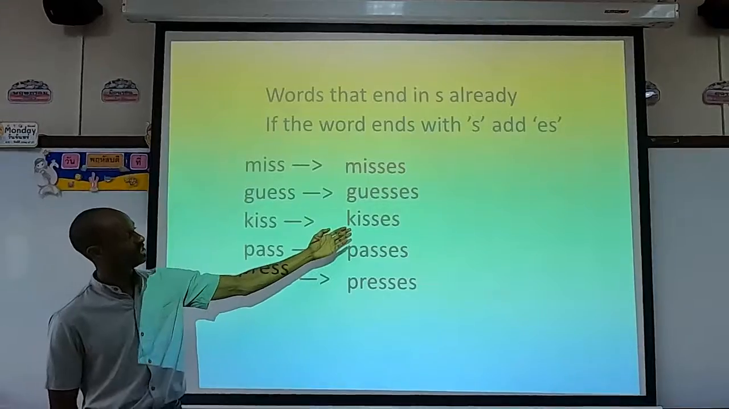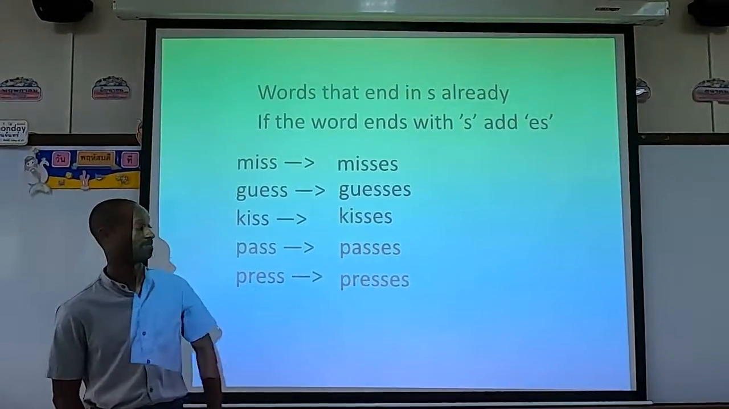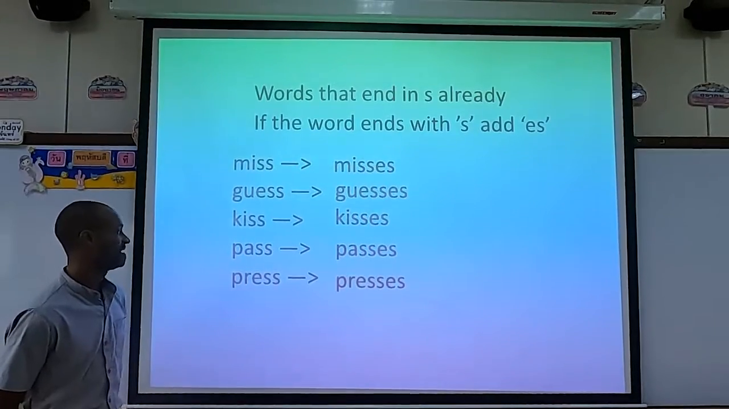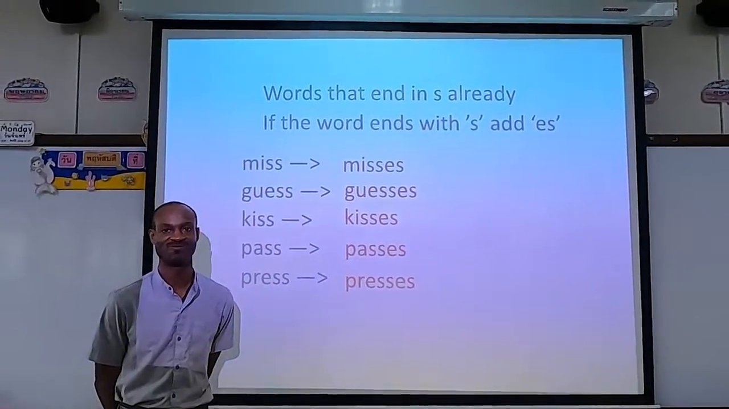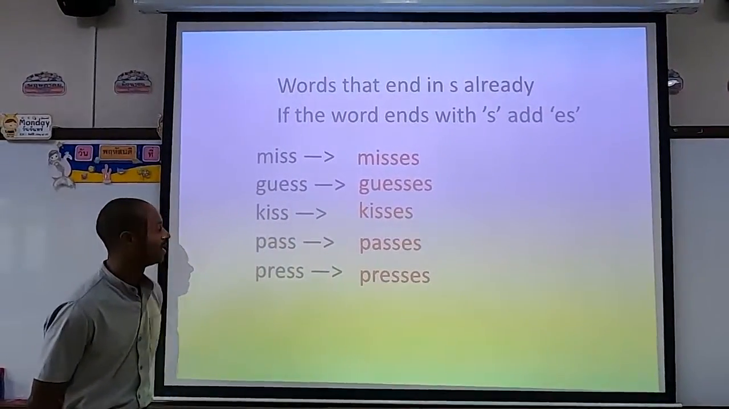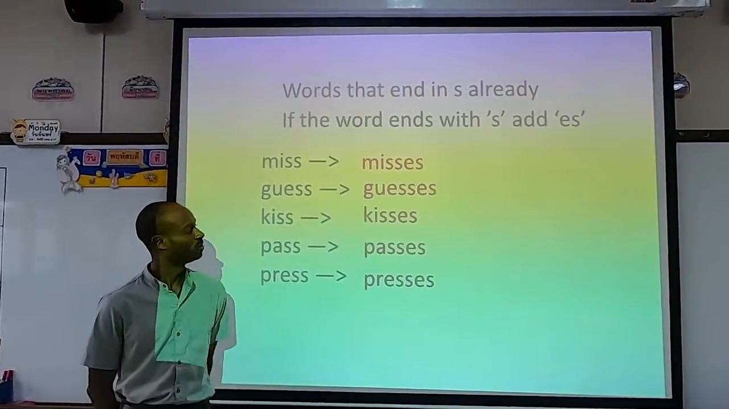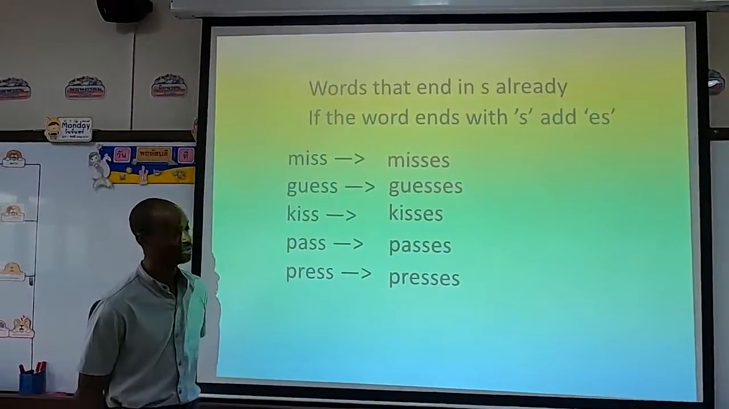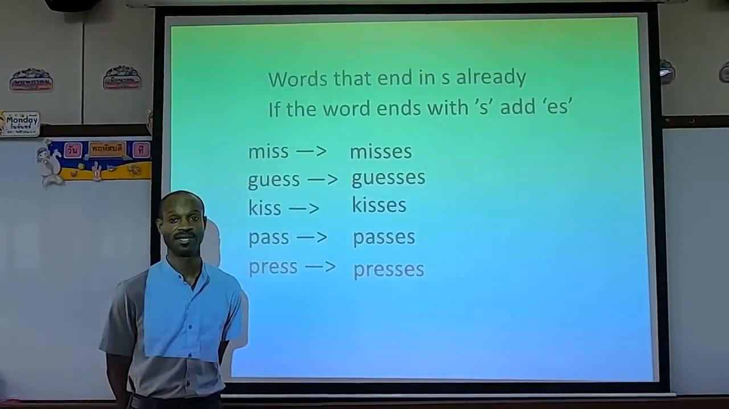Kisses. She kisses her mother every morning before she goes to school. Pass. So pass is like when you walk past someone, this kind of pass. I pass you on the street. Okay. So let's say like this. If you walk to school, let's say there's a boy who walks to school and he passes by the KFC every day.